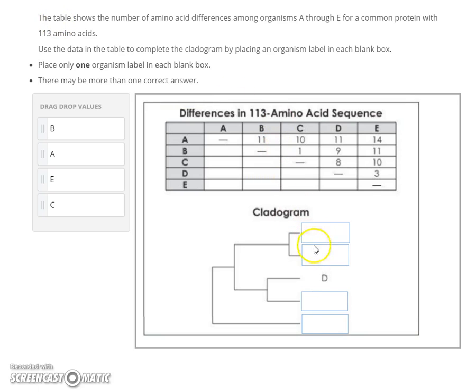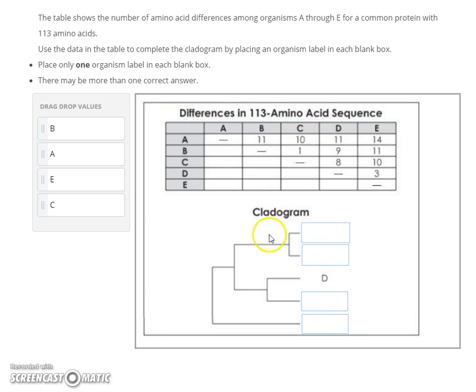What we're looking at is a cladogram that we need to fill in. We see a chart listing amino acid differences. Remember, the closer the relationship between organisms, the fewer differences we should see between the amino acids or the DNA. So in this case, we're looking at how many differences there are in some 113 amino acid chain. It's 113 amino acids long, and we're looking for the smallest number of differences to be the closest related organisms.